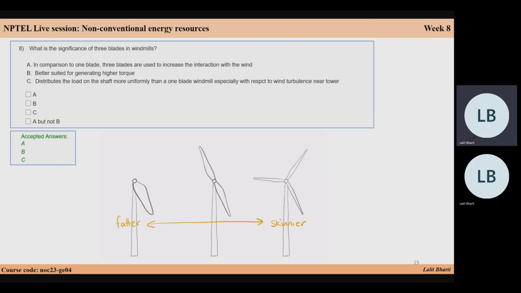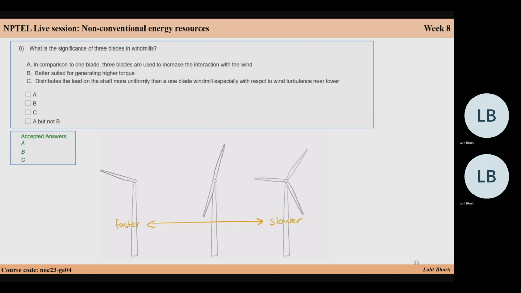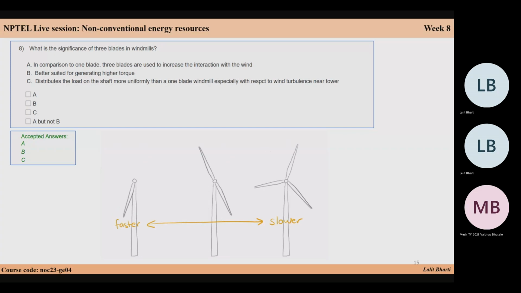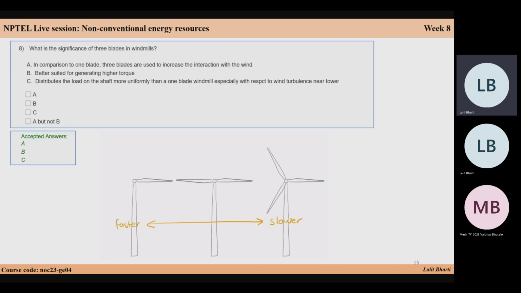Our question 8 says, what is the significance of three blades in a windmill? You have been given three options. One is, in comparison to one blade, three blades are used to increase the interaction with wind. B is that it is better suited for generating higher torque, and C distributes the load on the shaft more uniformly than the one-blade windmill, especially with respect to wind turbulence near the tower.